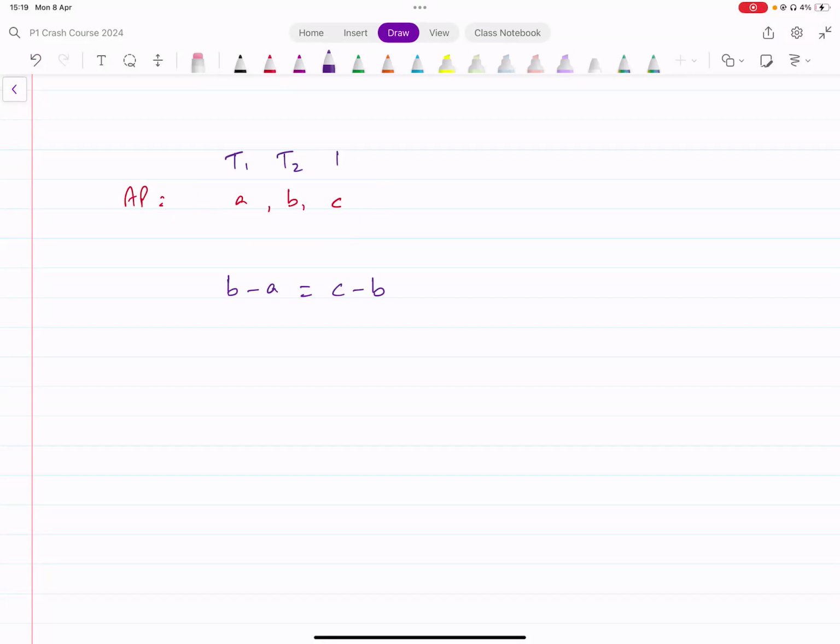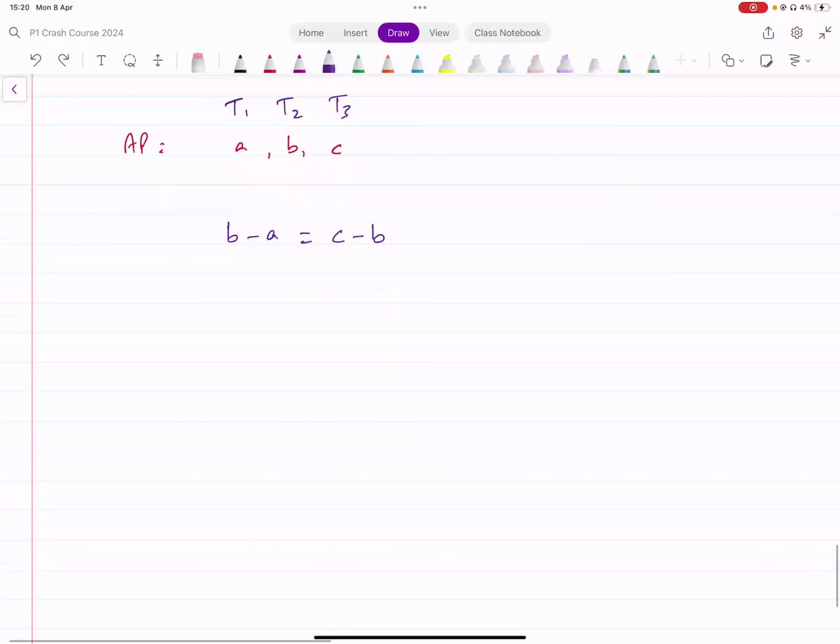If you have T1, T2, T3 like this, you would say T2 minus T1 is equal to T3 minus T2. So that means B minus A equals C minus B. So keep this in mind. You will need to use this quite often in the questions that you do.